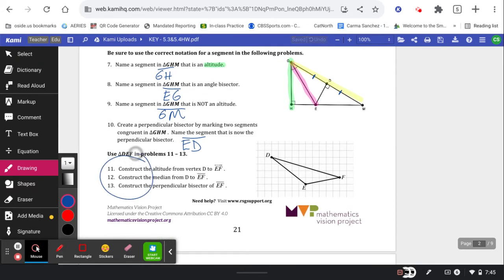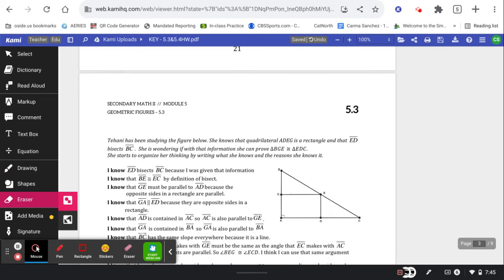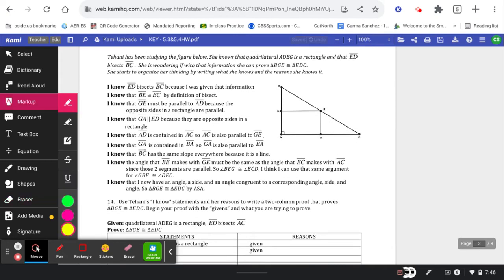Next, it's asking us to do constructions on this triangle. And guess what? We don't have a compass at home. Actually, some of you do, so you could do this from home. But we're going to be doing this in class because most of you don't have a compass at home. And then finally, we're down here to things that we're being told that we know.